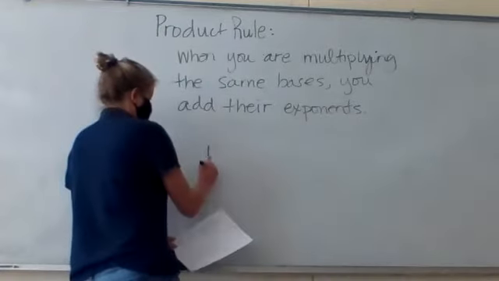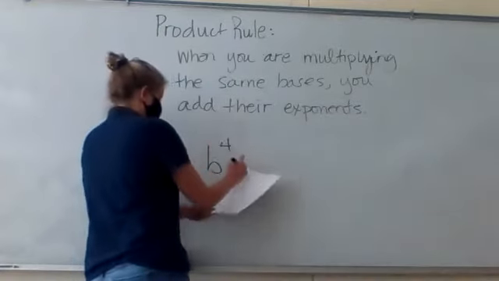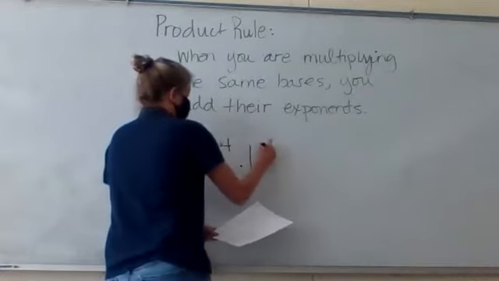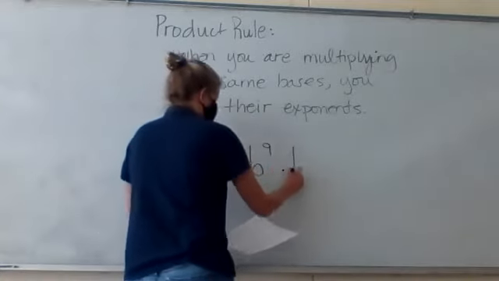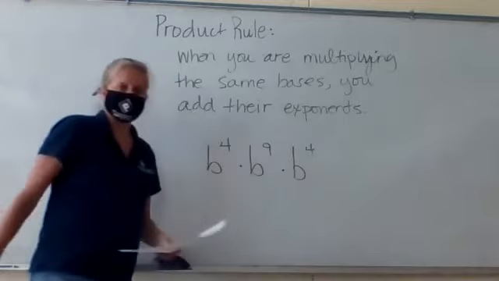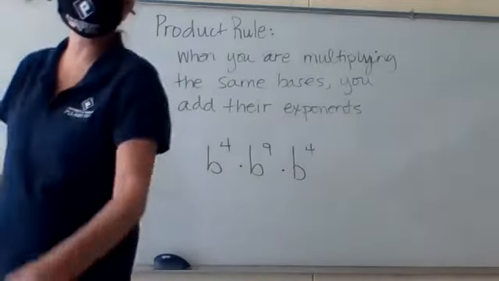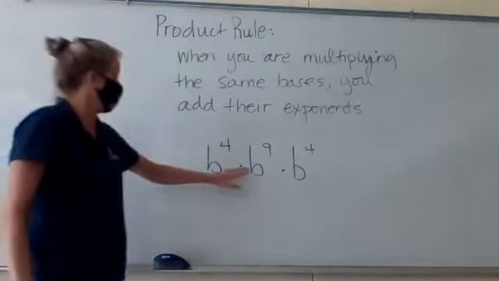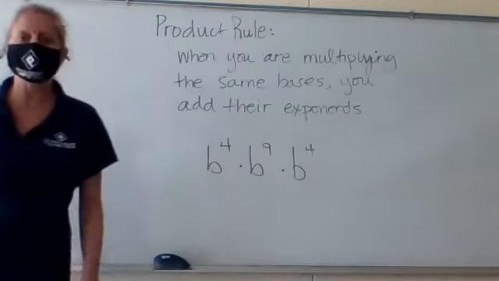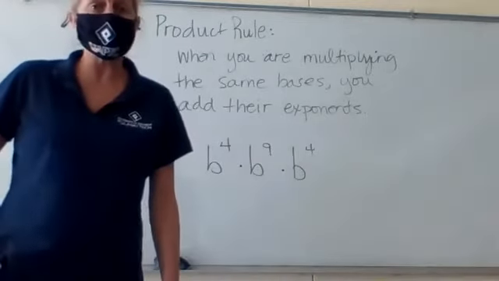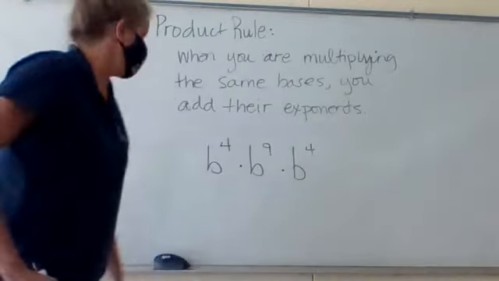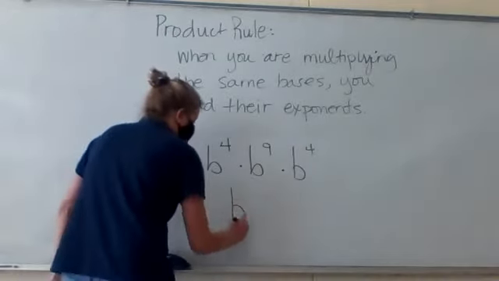B to the 4th times b to the 9th times b to the 4th. Are all those bases the same? Yeah, they're all b. They're not just regular numbers like our other ones were, but they are the same base. They're all b's, which means this is the same thing.